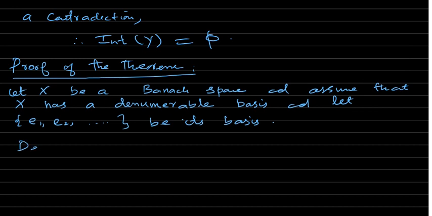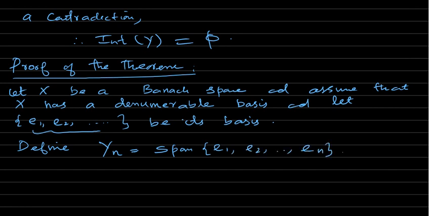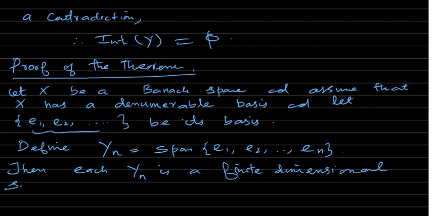Now let's define these spaces. Define Yn, which is the span of the first n basis vectors. Okay, so it's a finite dimensional subspace of X. Then each Yn is a finite dimensional subspace of X. Y1 is generated by 1 vector, Y2 is generated by 2 vectors, and so on.